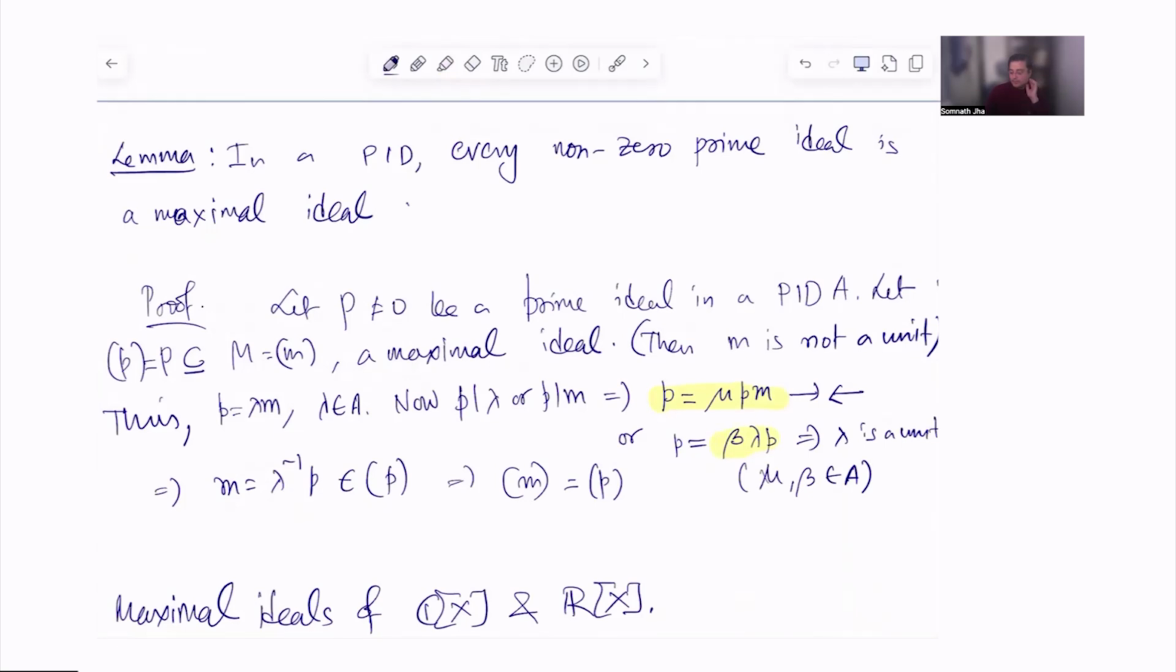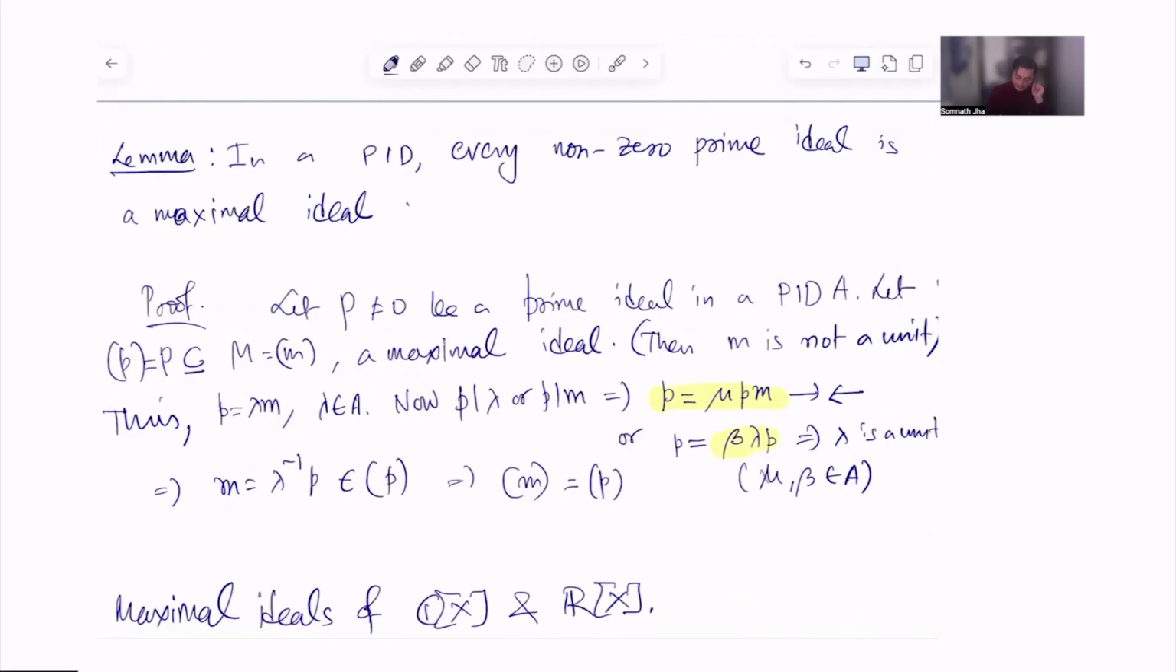P into 1 minus mu P, mu m equal to 0, but it's an integral domain. So P cannot be 0, so 1 minus mu m equal to 0, which means m is a unit. That's not possible. So the only possibility is that P divides m. So you put m equal to beta p. Then similarly, cancelling p, you get lambda is a unit, right?